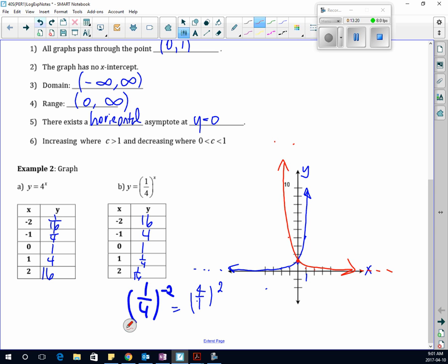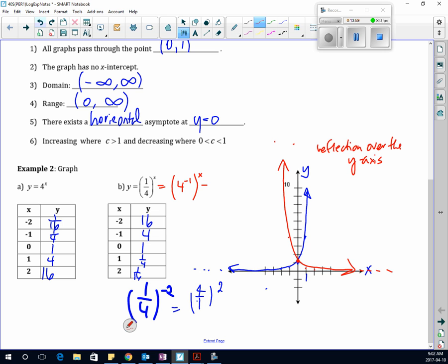What do you notice about these two graphs? Besides that, when you have 1/4, it's now a decreasing function versus an increasing function. Anybody notice anything here? They're a reflection over the y-axis. Why do you think that's the case? Do you know another way I can write 1/4? 4 to the power -1. Does everybody see that 1/4 is the same thing as 4 to the power -1?